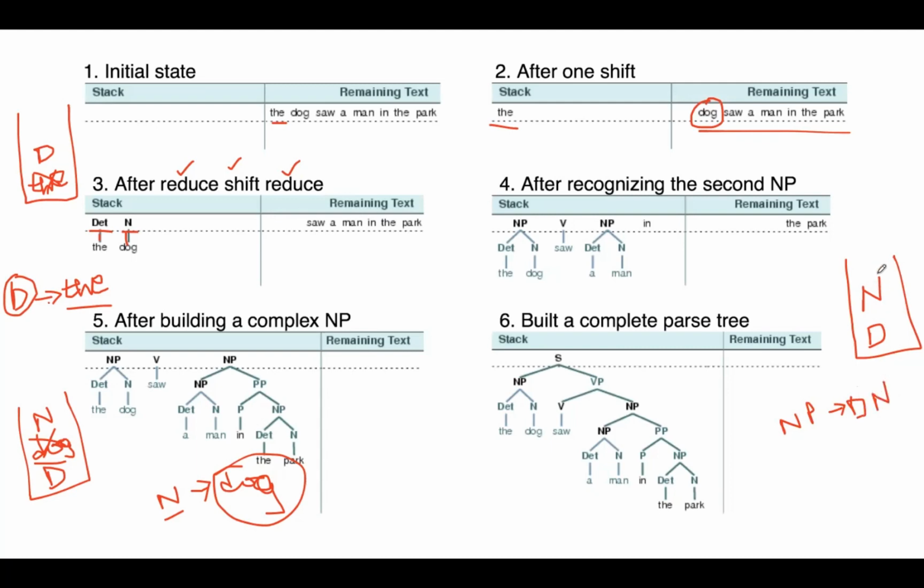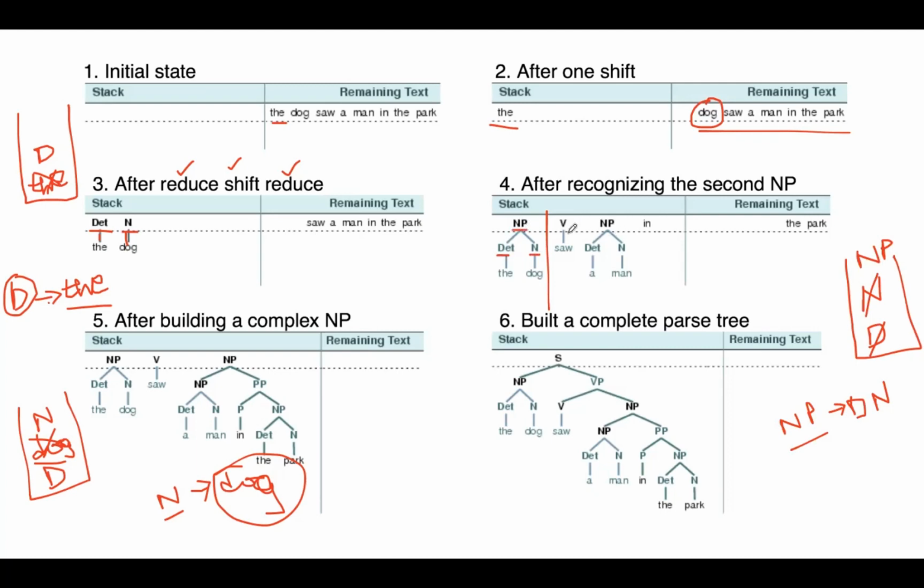You can pop these elements and replace them with a single element. Here you need to replace them with noun phrase. So now the stack contains noun phrase. You can see this first part here: determiner and noun are replaced with noun phrase.